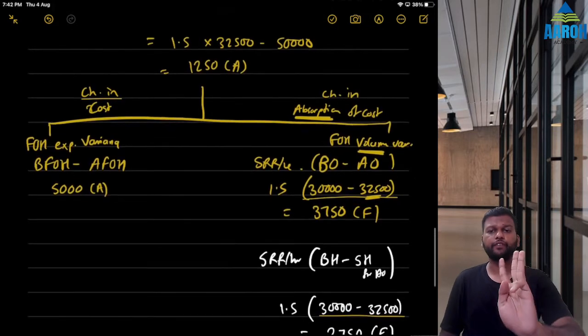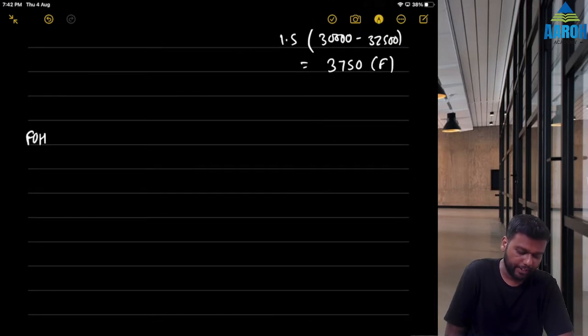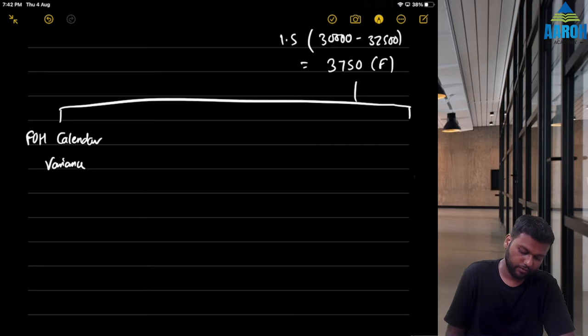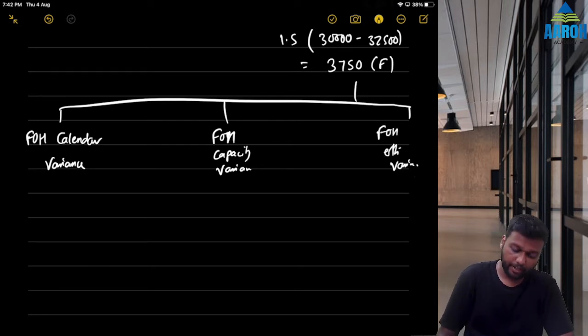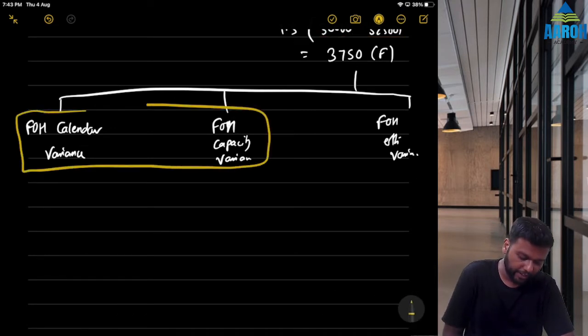Volume variance is finally divided into three parts. First is fixed overheads calendar variance. This variance will come only if number of days are given, otherwise not. Then we have fixed overheads capacity variance. Then we have fixed overheads efficiency variance. Remember, calendar and capacity are just bifurcation of capacity variance only. So this is all related to capacity and this is related to efficiency.